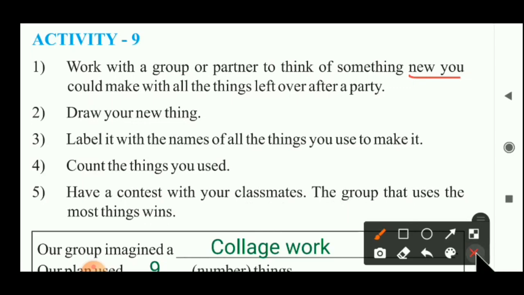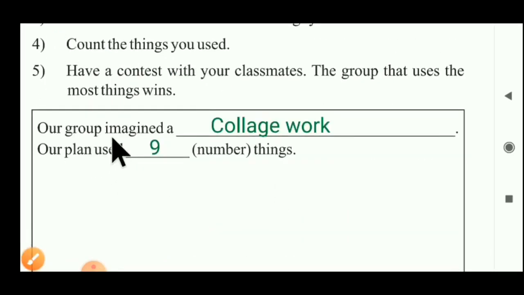So here example is given here. Our group imagined a collage work. Think about that. Your group imagine that one collage you have to make. In your drawing period you make a collage. Making a piece of papers and things and photographs and stick in one place. It's a one type of work known as a collage work. So our group imagined a collage work. Our plan is to use 9 things here in our collage making. So make a collage here with that leftover things.